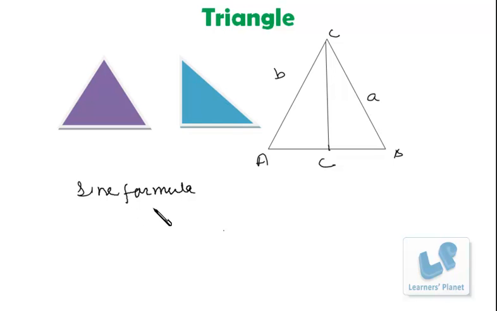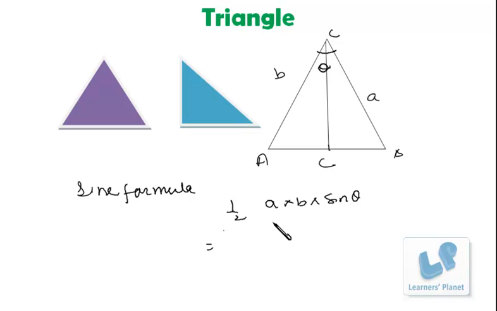Now what is that? Suppose between these two sides an angle theta is there. Then the area of the triangle will be half a into b into sine theta, where theta is the angle between these two sides. So, the product of the sides and the sine of the angle between the sides.